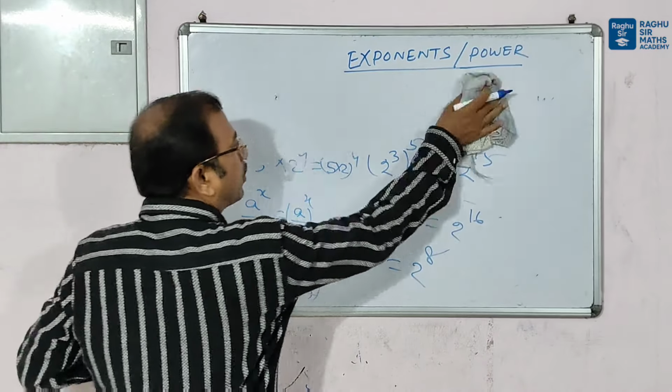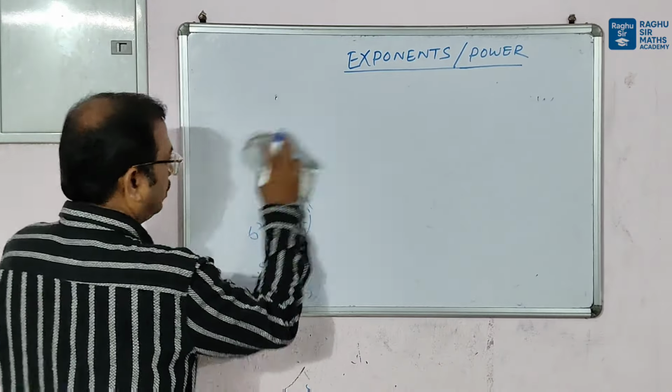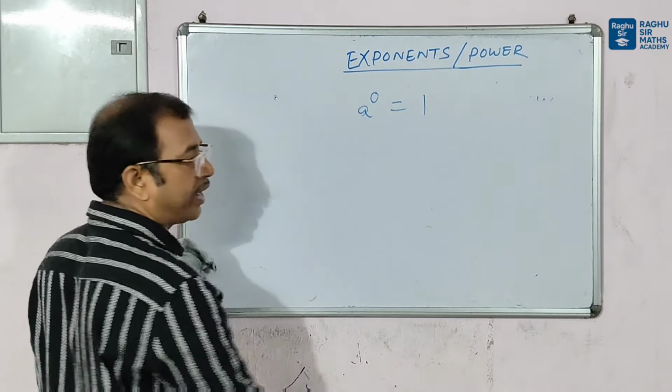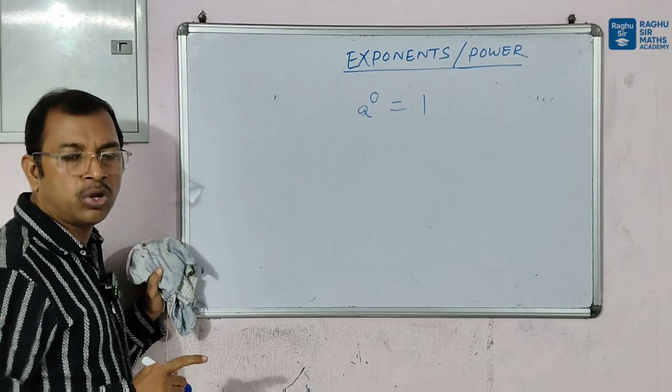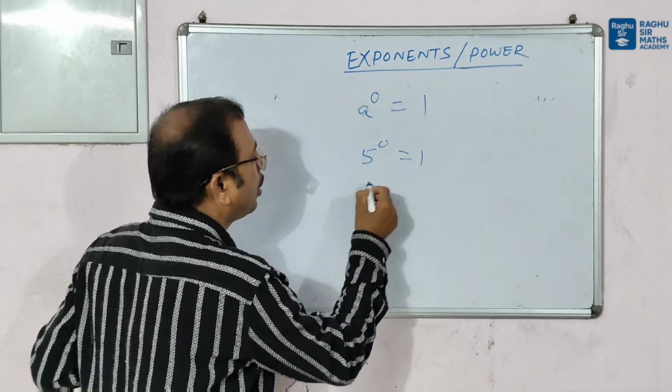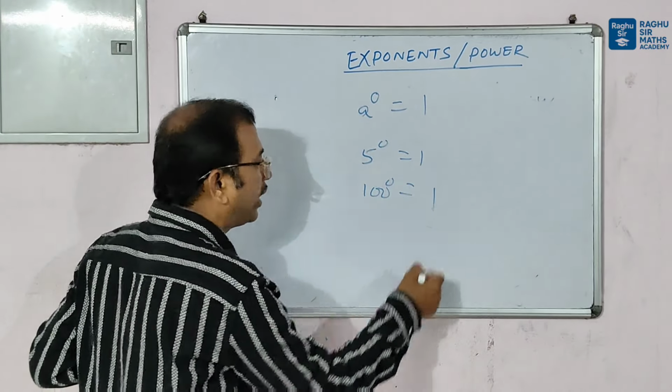So the next one is what? Anything to the power 0 is always 1. Remember, anything to the power 0 is always 1. 5 to the power 0 is 1, 100 to the power 0 is 1.